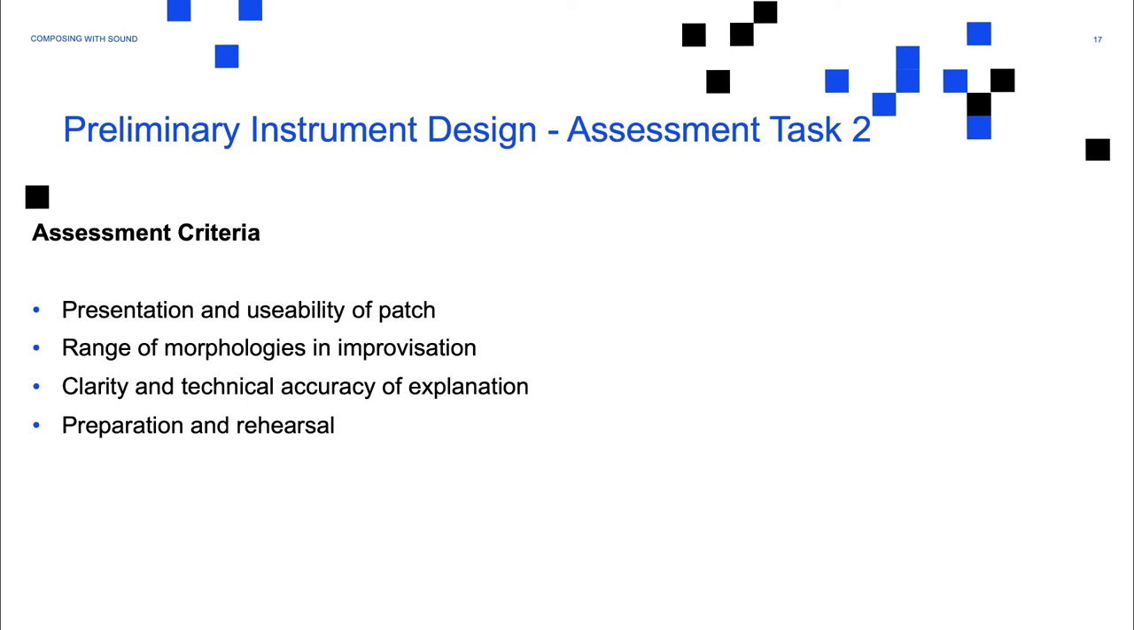So you're marked in this task in terms of the design of the patch, the presentation and usability of the patch. So we'll be looking at how to create good patches. You want to explore the range of different types of sounds that you can make with your patch. This is what range of morphologies. Morphologies is just a fancy word for sound shapes. And you'll provide an explanation of how the patch functions. So you'll have to understand what it is that you've done. And you will have prepared and rehearsed your little 1 minute performance. It's a pretty low bar is set in this particular task, but that's what you'll be marked on.